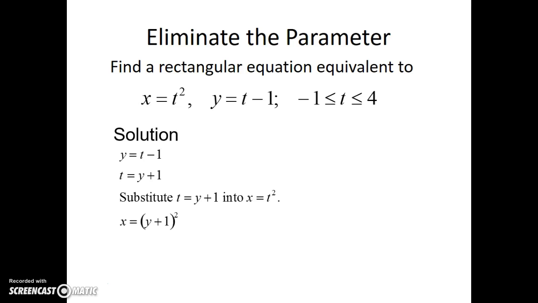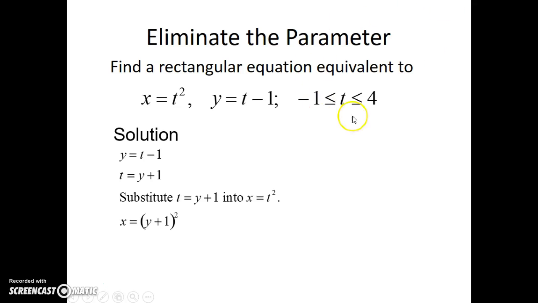So let's pick one of these and put t in terms of one of the variables. So here we're going to go in the other direction. Let's put t in terms of y. So here all I have to do is add 1 to both sides, and t is going to equal y plus 1. Then the next step is I'm going to substitute that value of t into the other equation. So therefore, x, since it's t squared, would have to equal the quantity y plus 1 squared. So now we've done that. We have found the rectangular equation that's equivalent to these parametric equations.